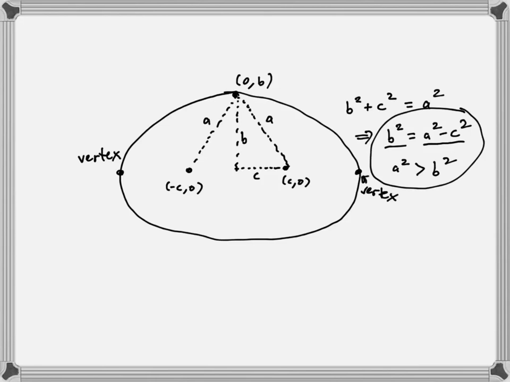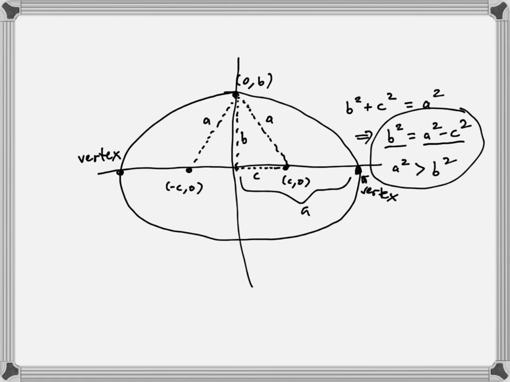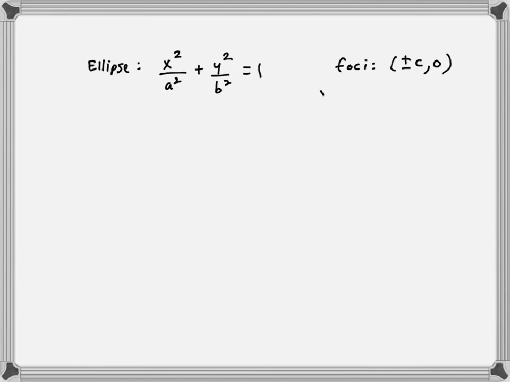And what are the coordinates here? Remember, those would just be the intercepts, right? Because we're actually putting our coordinate system right there. And so those two points would just be the x-intercepts. In other words, this distance is just a, right? So this is just a. So what are the vertices then? The vertices of an ellipse are plus or minus a, 0.